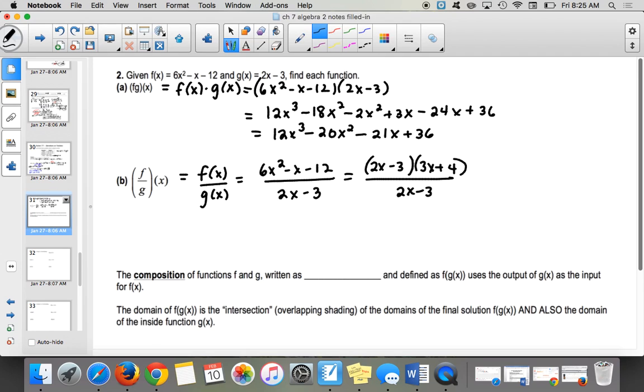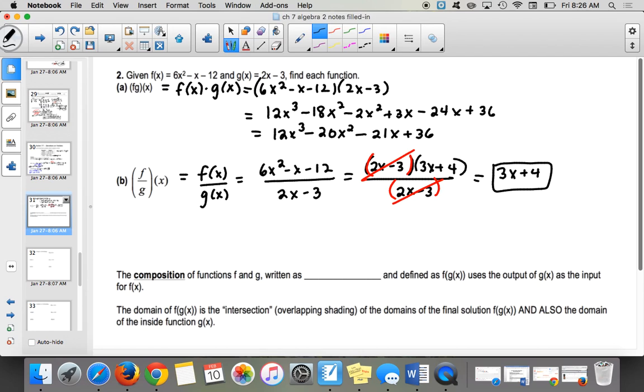Because we get 6x squared, outer is 8x, inner is negative 9x, and then last is negative 12. That's how it factors. 8x minus 9x makes that negative x. So because of that, this factor and this factor are the same, and we cross them out. So this actually reduces to 3x plus 4.